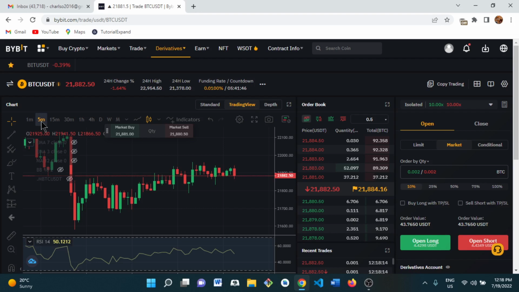So you should have just a basic knowledge or understanding about these things. Yeah, so those are the candlesticks.